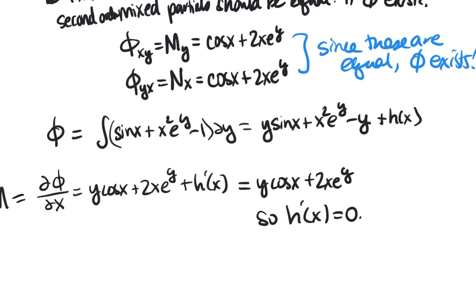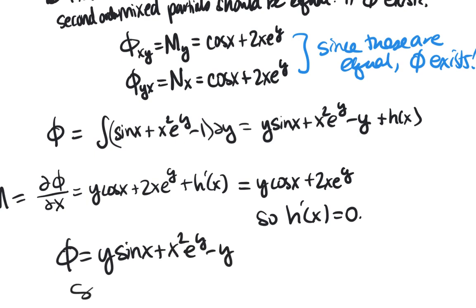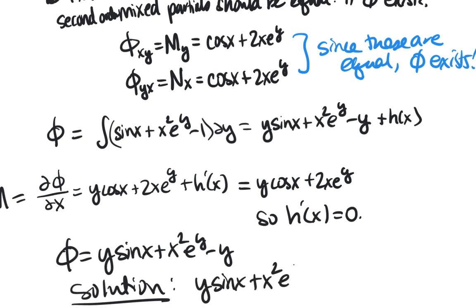So therefore my phi is equal to what I thought it was, y sine x plus x squared e to the y minus y. So our solution to the differential equation we started with is phi equals a constant. So it's going to be y sine x plus x squared e to the y minus y equals c. So there's the solution to our differential equation.